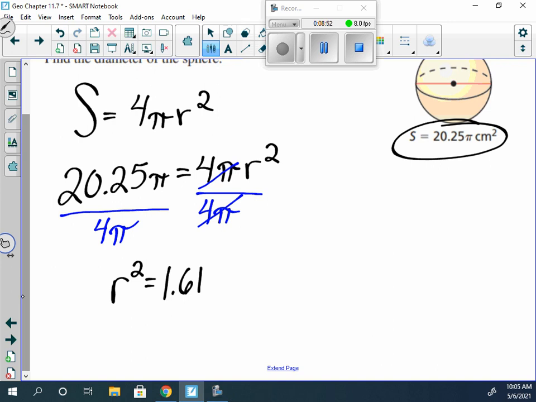Do we agree with that? So I think that's a little small. Now, one thing that we can do is, well, pi divided by pi, anything divided by itself is 1. So really we're taking 20.25 and dividing it by 4, which is 5.0625.